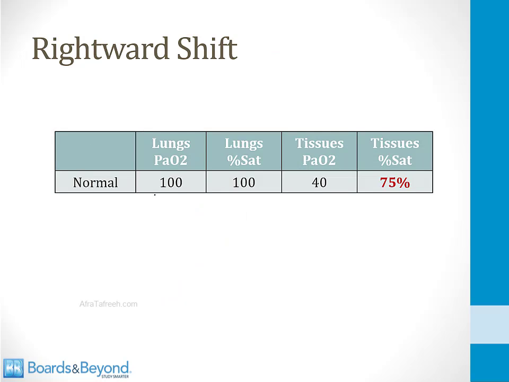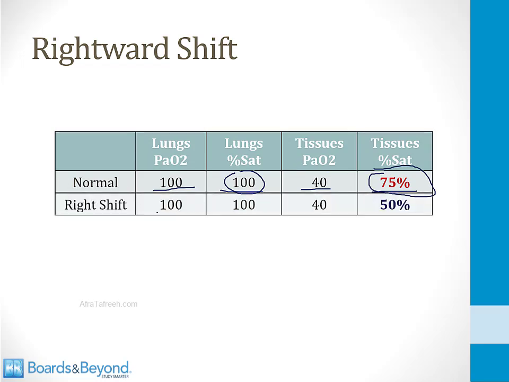So under normal circumstances, the partial pressure of oxygen in the lungs is about 100, and this causes hemoglobin to be 100% saturated. When the molecules of hemoglobin get to the tissues, the PaO2 is much lower at 40, and this causes hemoglobin to fall to 75% saturated. So what our body is doing under normal circumstances is unloading hemoglobin from 100% saturated to 75% saturated. When the curve shifts to the right, we still have a PaO2 of 100 in the lungs. We are still fully saturating hemoglobin in the lungs.